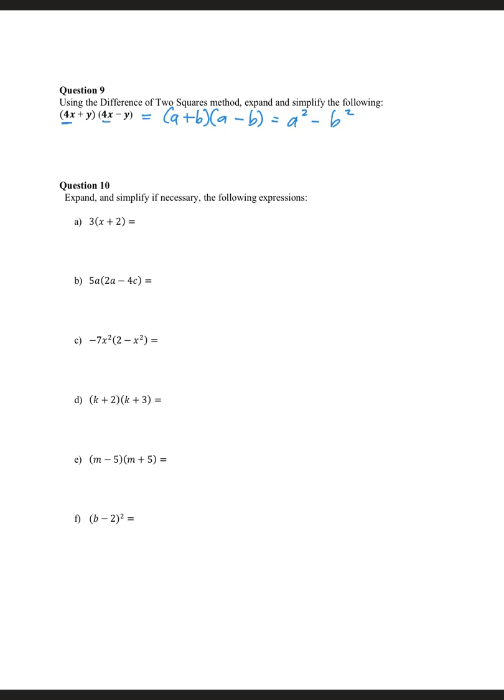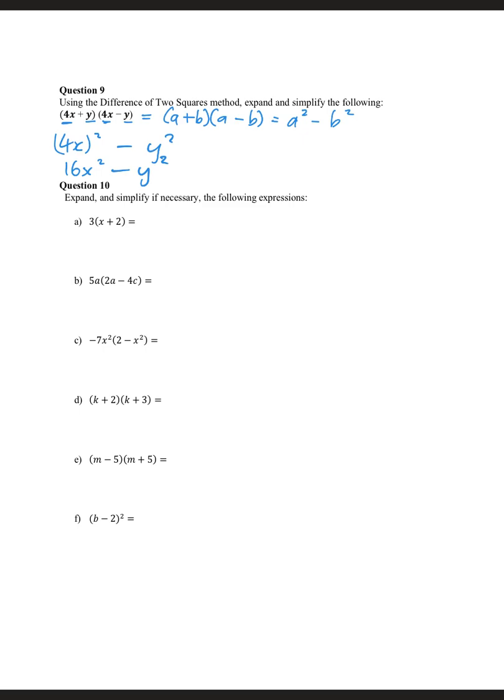A is 4x, so 4x squared. Take b, which is y squared. We just need to work out what 4x squared is. It's going to be 16x squared. Take y squared. Okay, that's question 9 done.